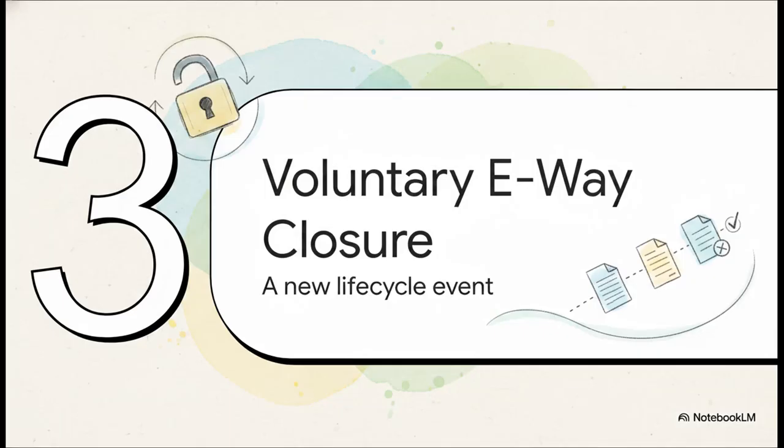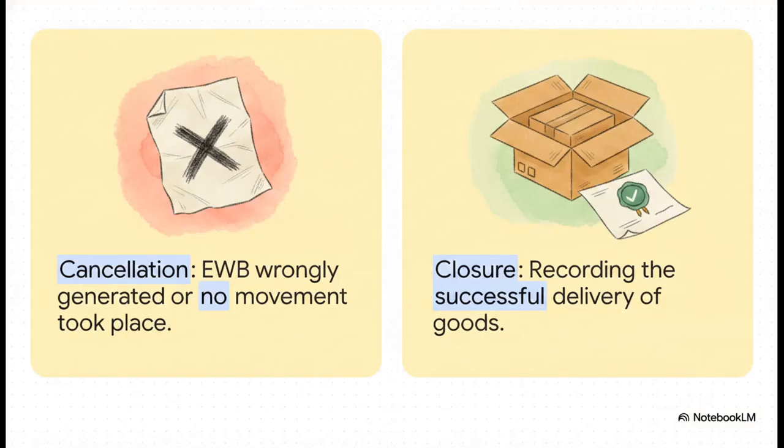Okay, on to Section 3, Voluntary e-way bill closure. We really need to untangle these two terms because your systems are going to treat them totally differently. Cancellation is basically what you use when you messed up generating the bill or the truck never actually left the yard. Closure, on the other hand, is a brand new optional user action.